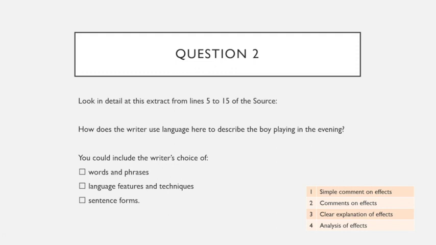It also gives you some advice. It says you could include the writer's choice of words and phrases, language features and techniques, and sentence forms. Notice that the advice says you could include. You do not have to include all of those 3 things. You should focus on what you think you can best explain. If you think that sentence forms are difficult to explain, and I think that they often are, then you should avoid that and focus instead on the language features.